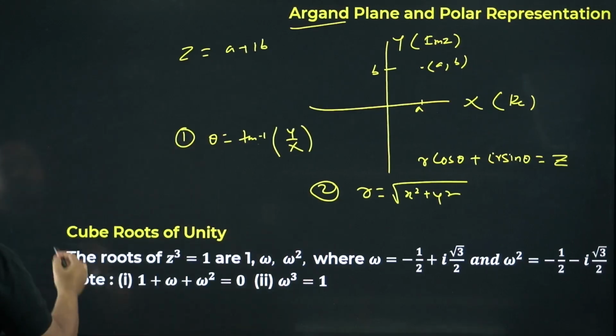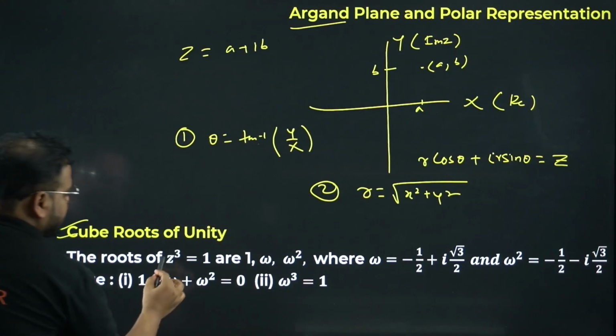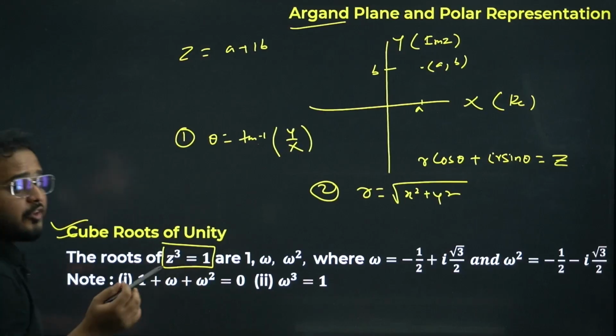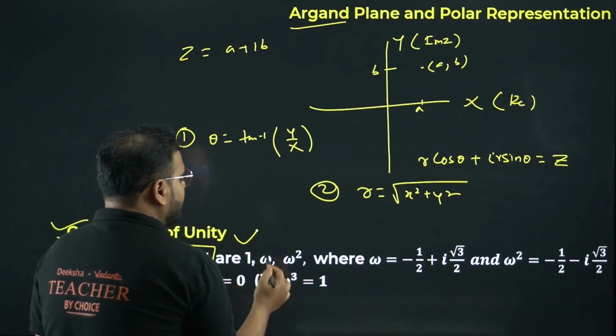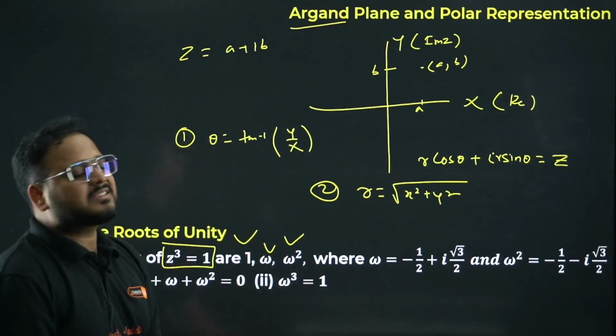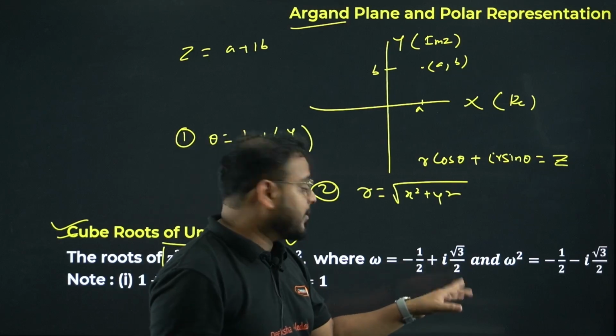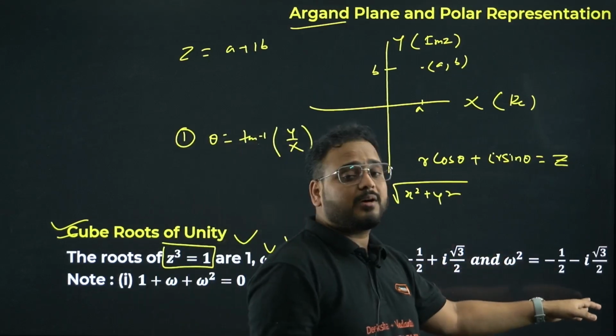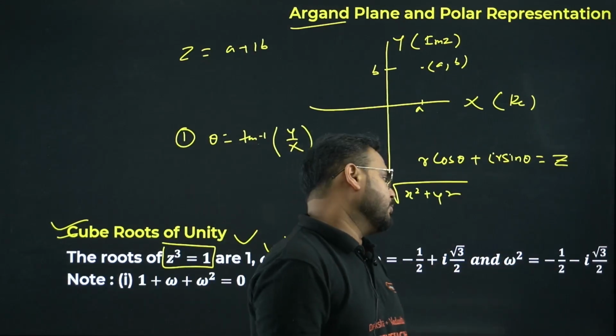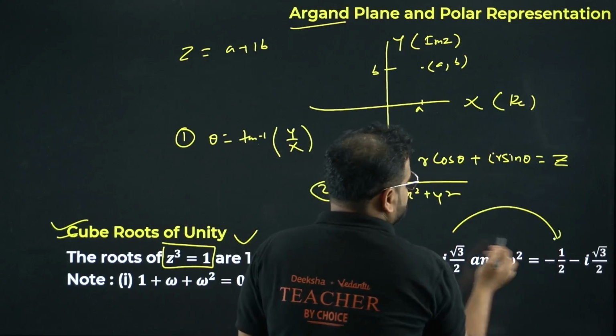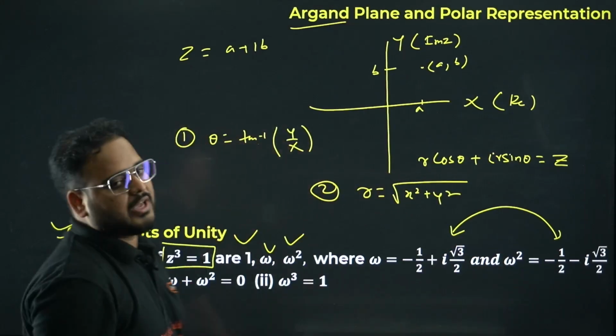Cube roots of unity. Whenever we have the equation z cube equals 1, we will have 3 roots. One will be the real root, the other two are imaginary roots, given as, please check, minus 1 by 2 plus i root 3 by 2 and minus 1 by 2 minus i root 3 by 2. They will be complex conjugates, please check.